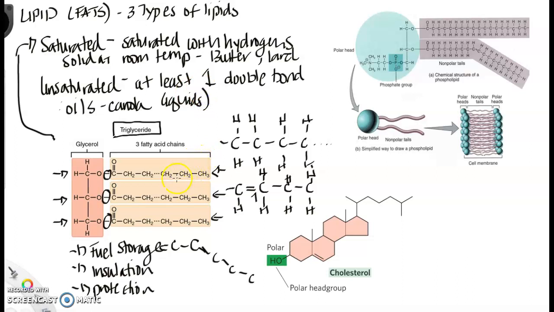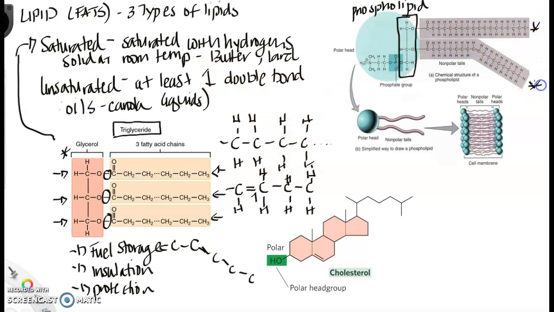Okay, so that's the first type of lipid. The second type of lipid is called a phospholipid. So that's this thing here. And again, it still has a glycerol, same as what's here, but instead of having 3 fatty acid chains, it only has 2.